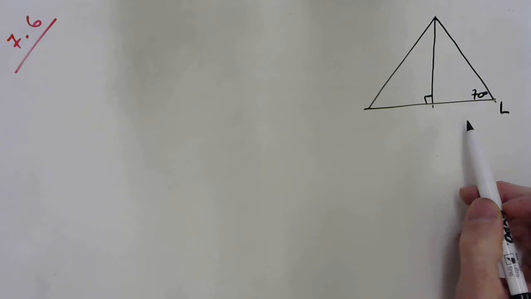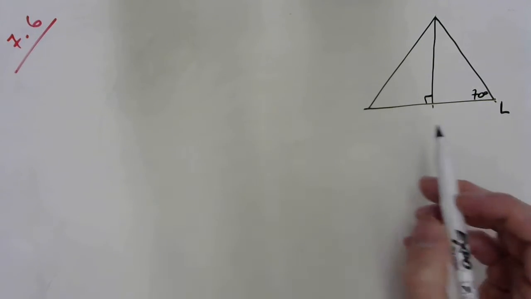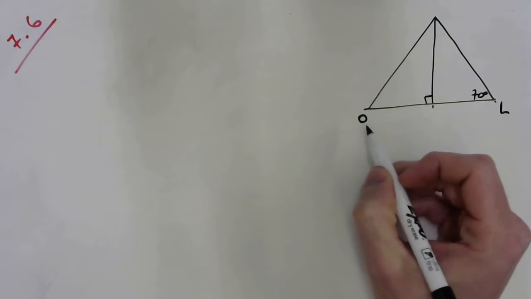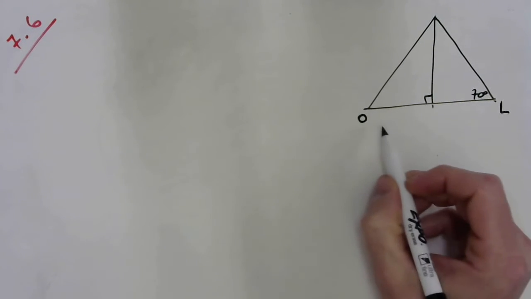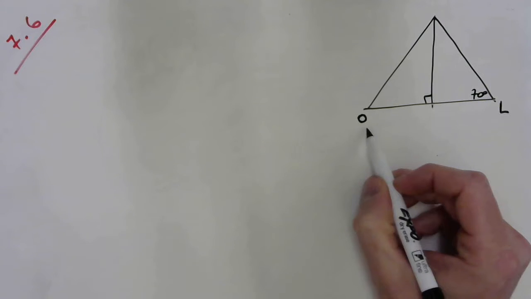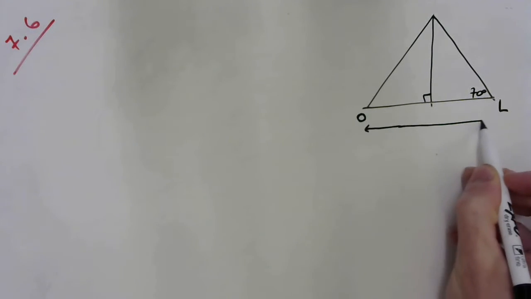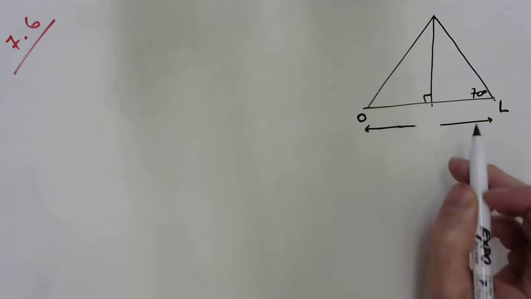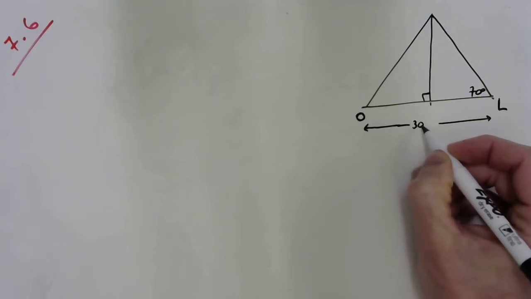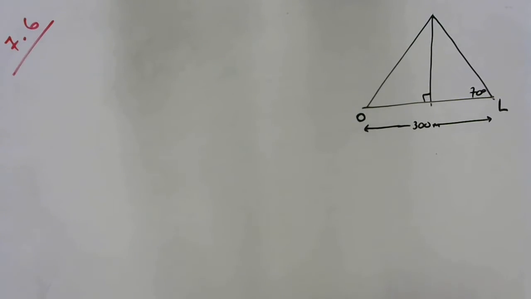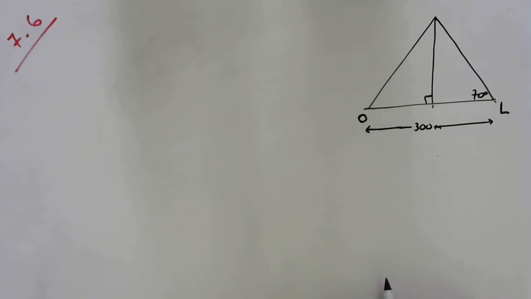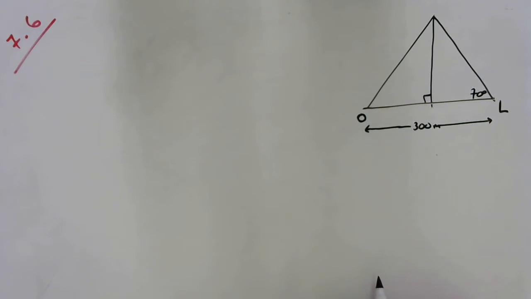An observer is located 300 meters from the light. I'm going to call that O for now. That's our observer. And that tells us that this whole distance from here to here is 300 meters. What else do we know?